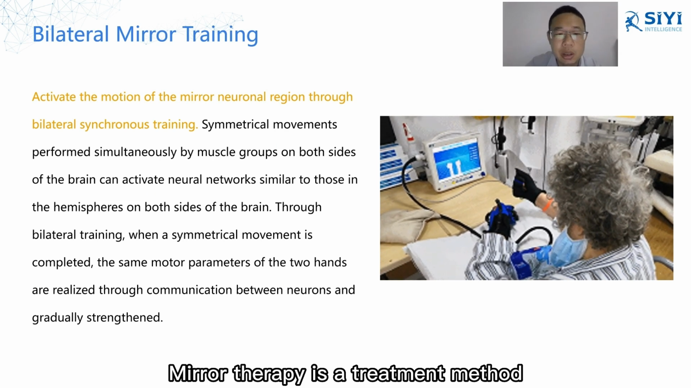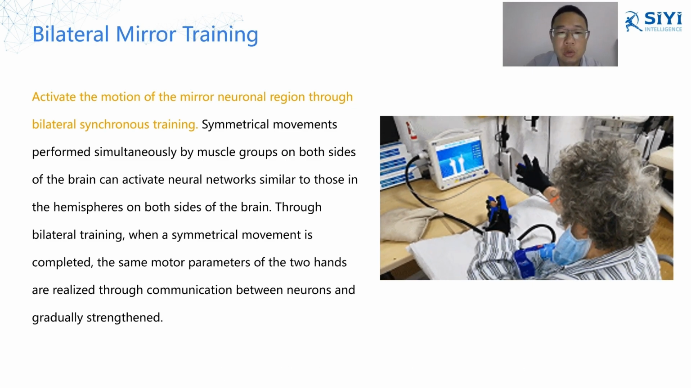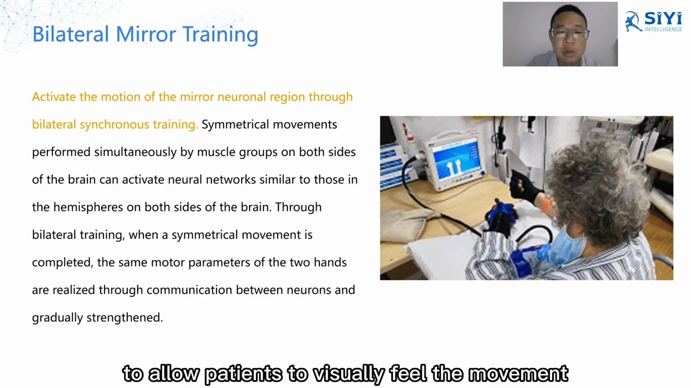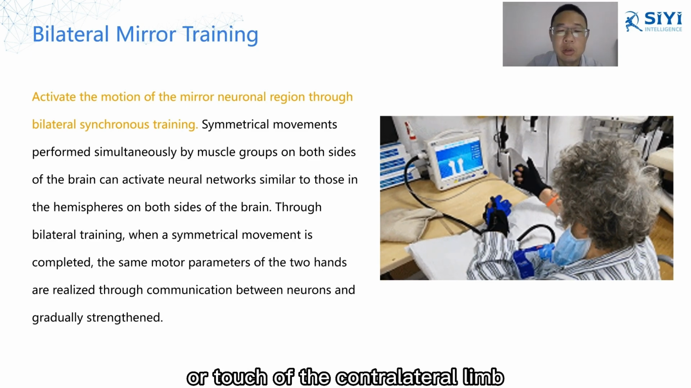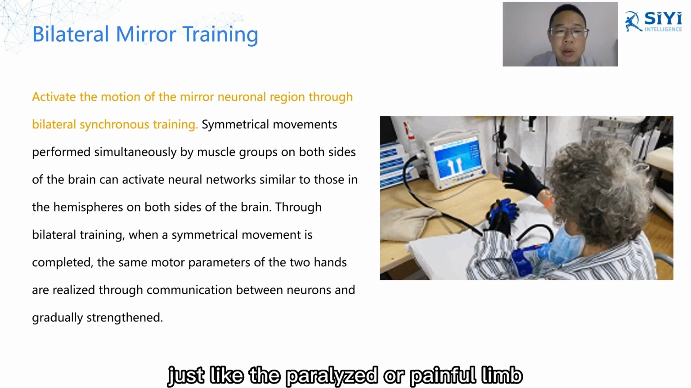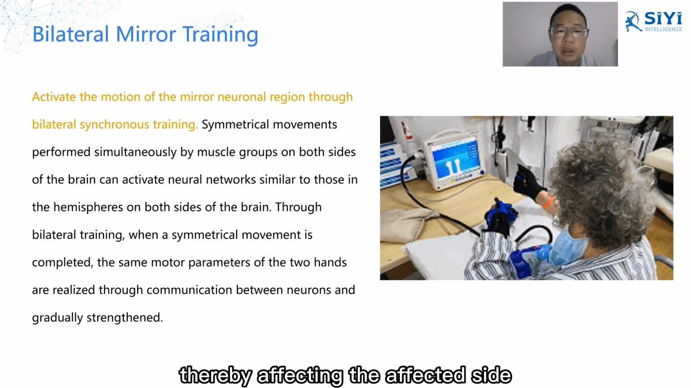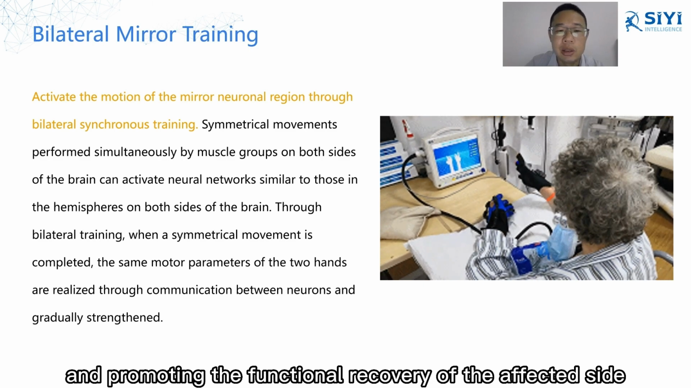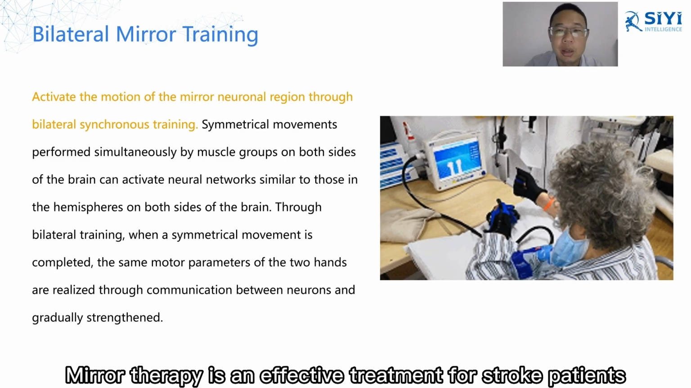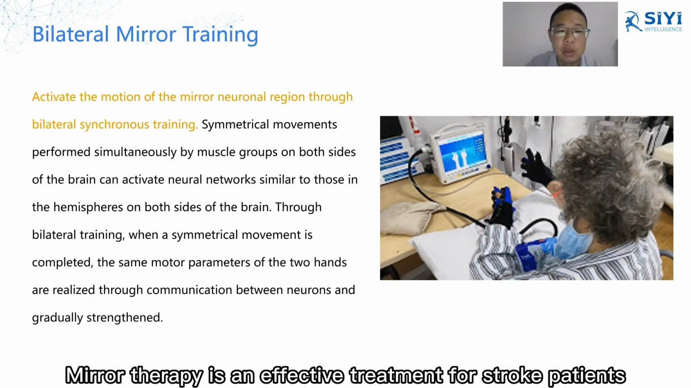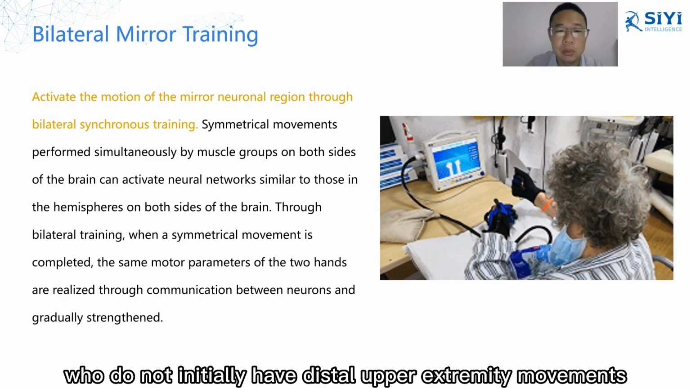Mirror therapy is a treatment method that uses optical illusions to allow patients to visually feel the movement or touch of the contralateral limb, just like the paralyzed or painful limb, thereby affecting the affected side and promoting the functional recovery of the affected side. Mirror therapy is an effective treatment for stroke patients who do not initially have distal upper extremity movements.